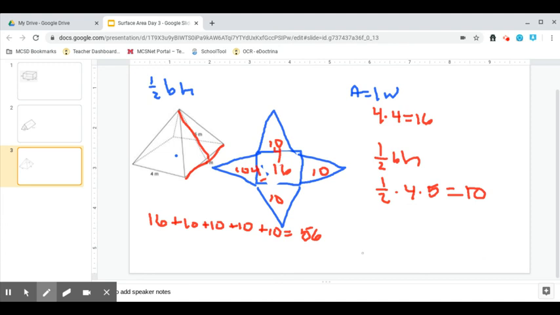So again, break your shapes down, see how many of each you have, find the area of each particular shape, either a half base times height if it's triangular. If it's rectangular, it's length times width. Once you find the area of each shape, add them up and get a final total. Hopefully this was helpful for you.